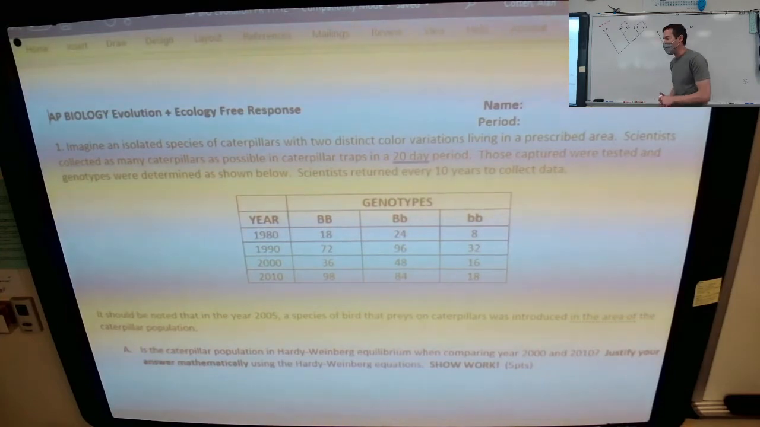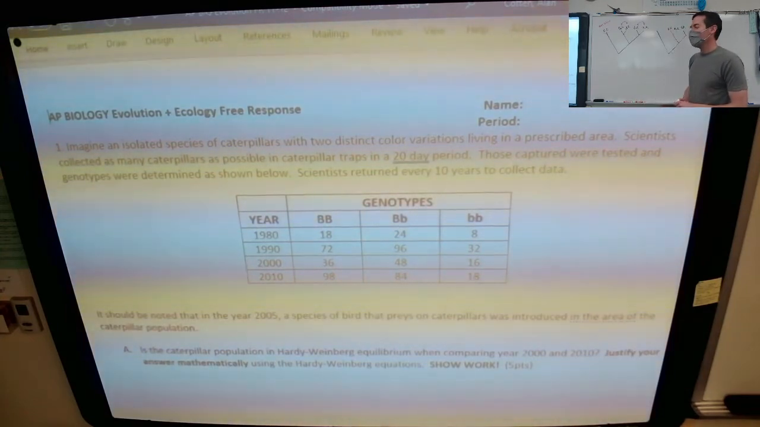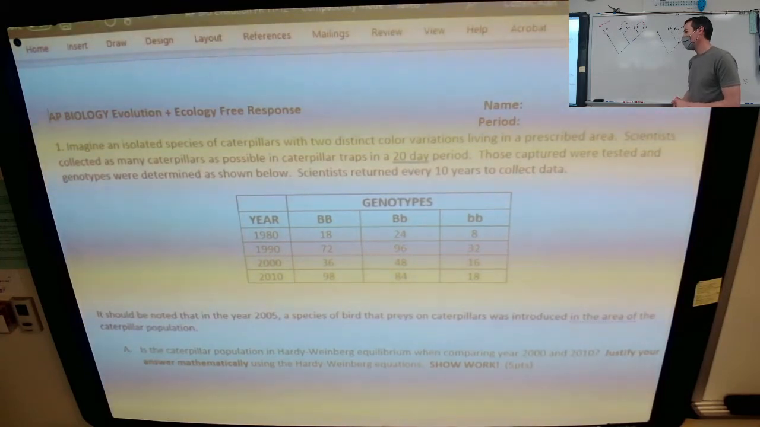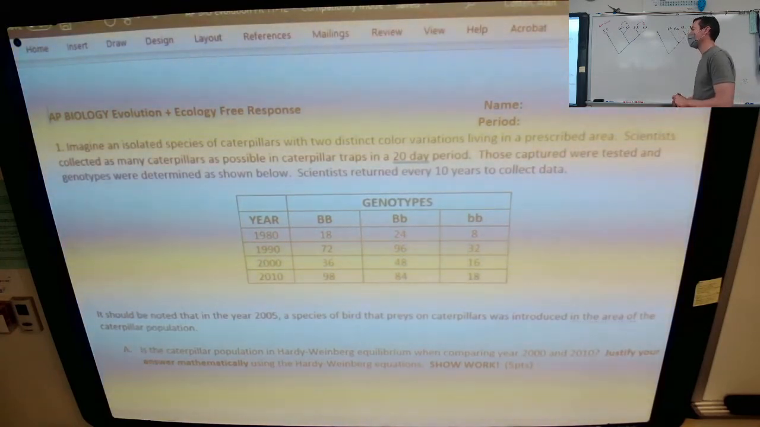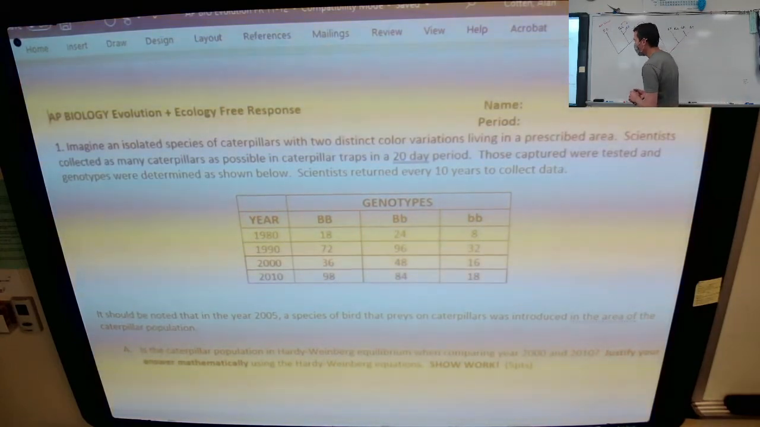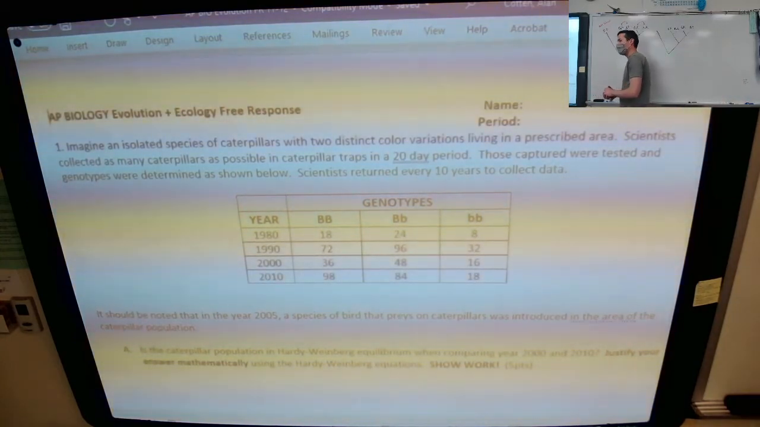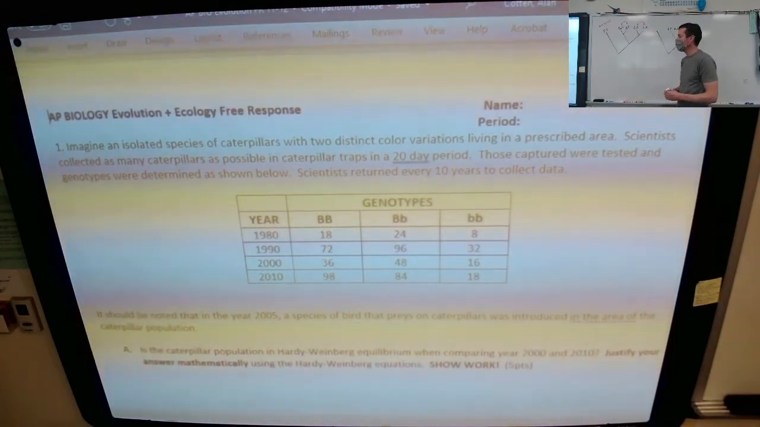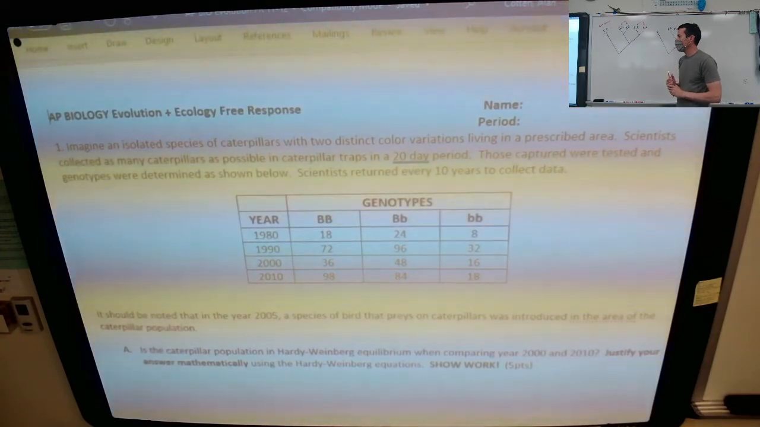Okay, so part A. This would be a 10-point question. Is the caterpillar population in Hardy-Weinberg equilibrium when comparing year 2000 and 2010? Justify your answer mathematically using Hardy-Weinberg equations. There's nothing about chi-square yet. Chi-square comes in on part B. And this one is homemade. This is not an old AP question.